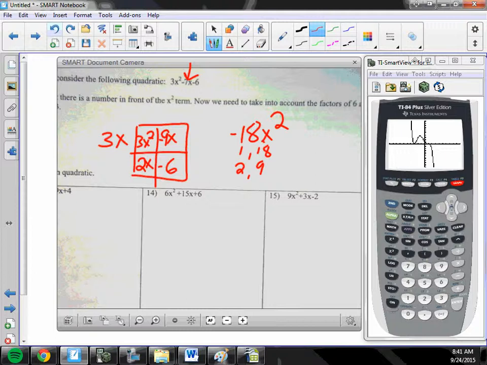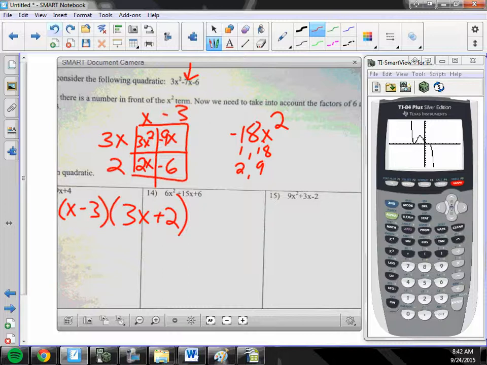Do they both have an x squared? Okay, so 3x times what is x squared? X. 3x times what is negative 9x? Negative 3. And x times what is 2x? 2. So my factors are x minus 3 and 3x plus 2.